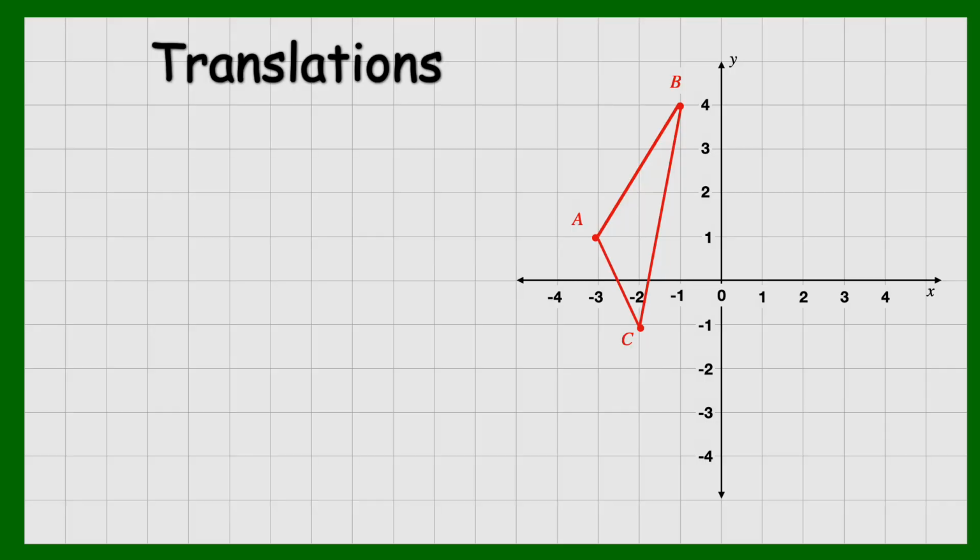Hey everyone, welcome back to our math series where today we're going to learn about this special movement called a translation. A translation is a movement or a slide of a figure without changing its size or shape. We can translate a figure in any direction and by any distance.